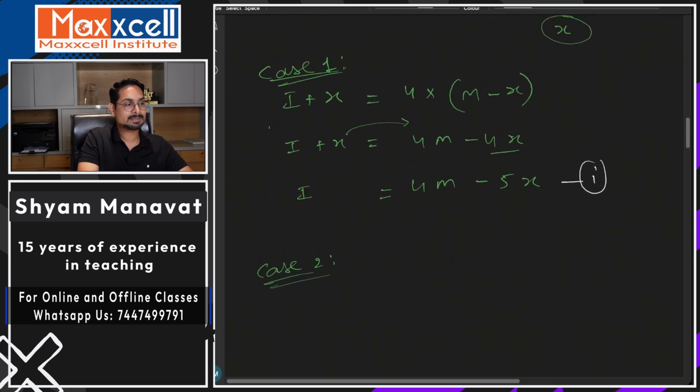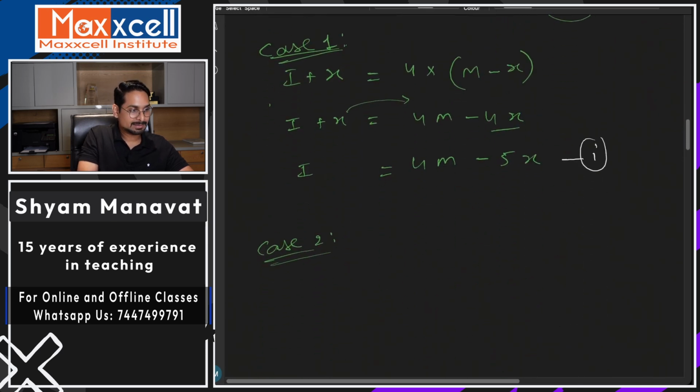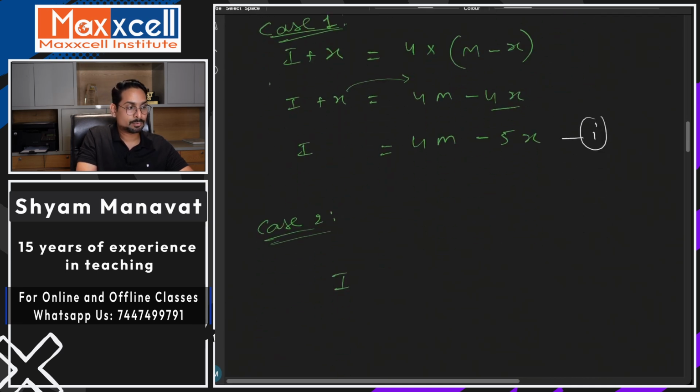Here it says, okay, if I give you the same number of cards, I will have thrice as many cards as you. So if Iqbal says if I give you the same number of cards, what is the number of cards they are exchanging? We assumed it to be x. So now Iqbal will have I minus x, because he is giving x number of cards to Mushtaq.